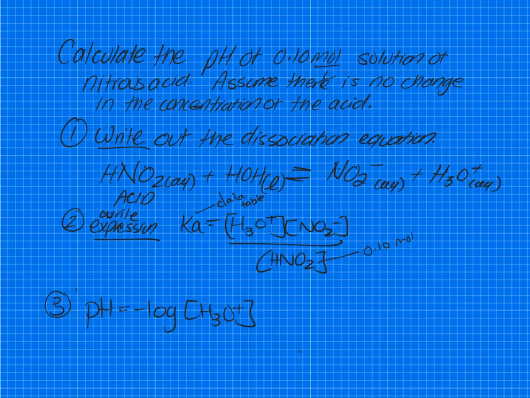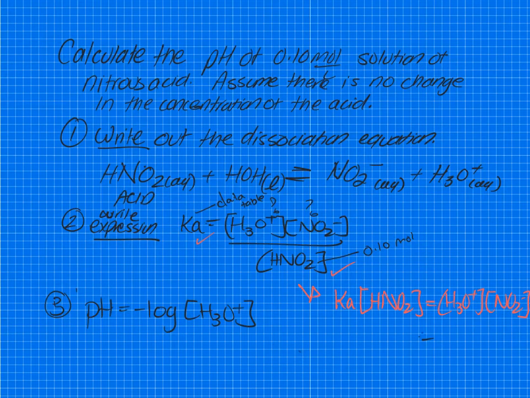So that means, could I figure out this one? Could I figure out this one? So what I'm going to do is manipulate the formula so that I have my knowns on one side, which are this one, and I have my unknowns on the other side. So that would look like this. So I would have Ka times HNO2 equals H3O positive times NO2 negative.